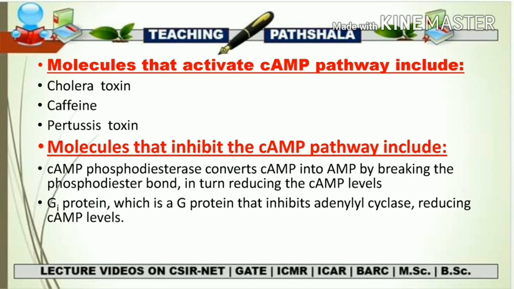And last is the Gi protein, which is a part of the G protein but an inhibitory G protein, and that is why it is going to inhibit the adenylyl cyclase enzyme.